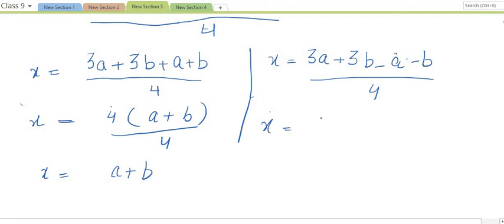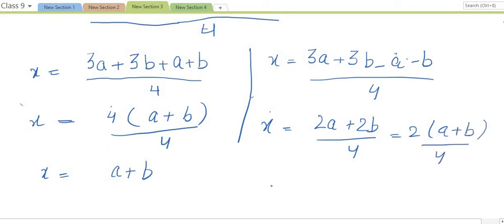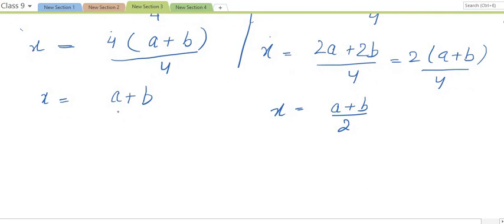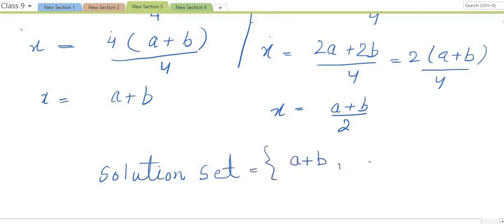Now what about the second? 3a minus a, 2a plus 2b over 4, take 2 common, a plus b over 4. Now x is a plus b by 2. So this is the solution set. These are the roots of the given quadratic equation. So the solution set is a plus b, and a plus b by 2. Clear?